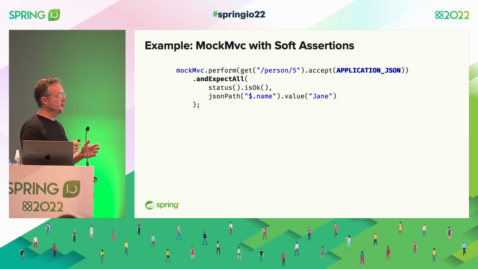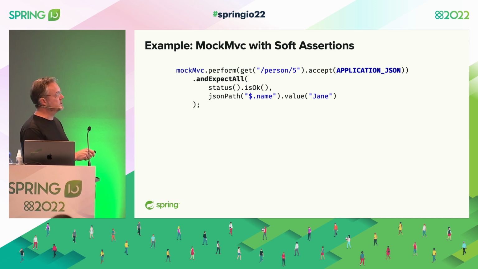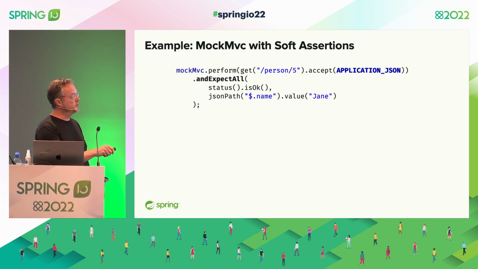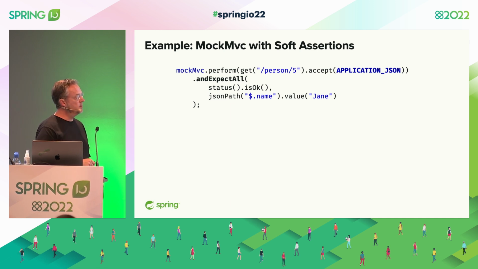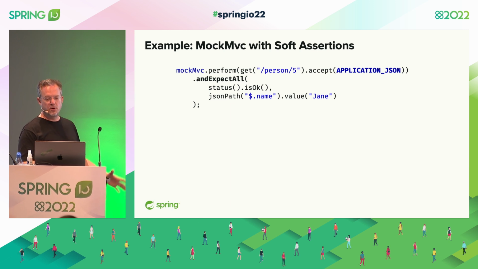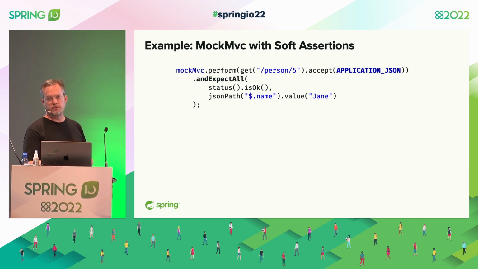So that's why we have soft assertions. Now you can say expectAll, and then just supply, this is a varargs here, a comma-separated list: status is OK, JSON path name is Jane. And if both those fail, you'll get failures for both of them, right?